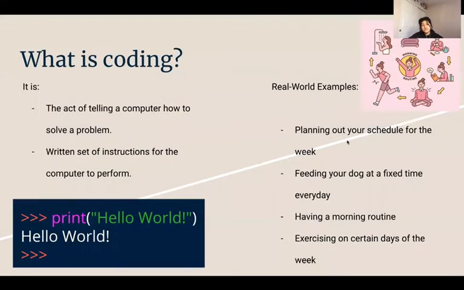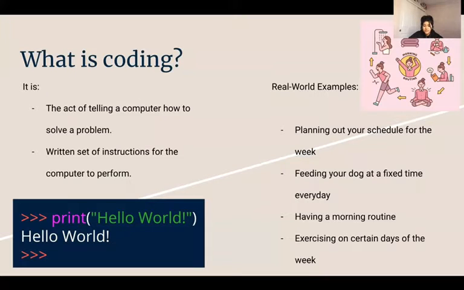A good programmer can use any tool well, but a bad programmer can screw up using the best tool. So it's important to know the key concepts of coding. We need to know the what, how, why, and where. So what is coding? It is the act of telling the computer how to solve a problem.